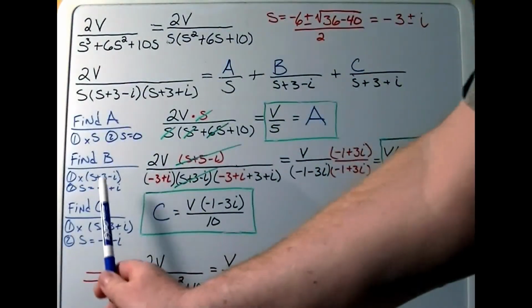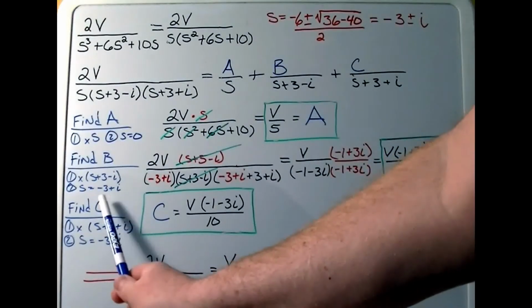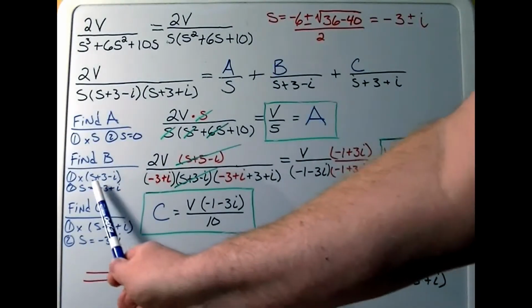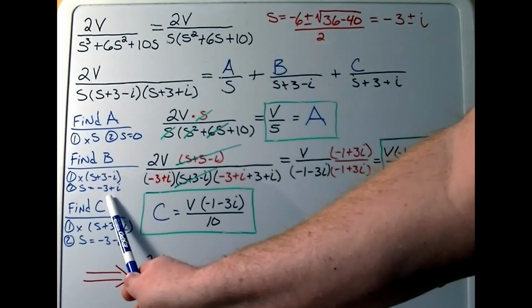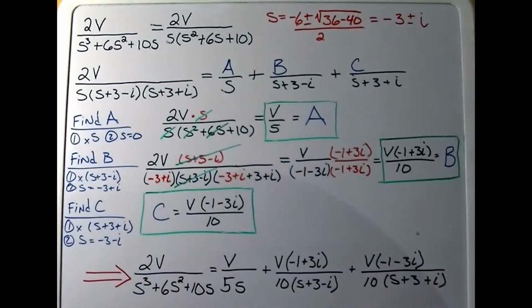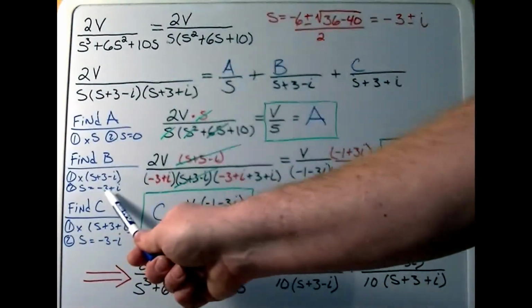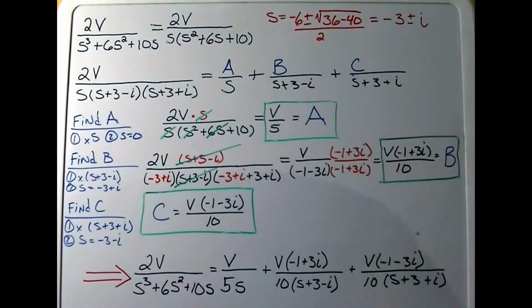Well, if we set s then to minus 3 plus i, plug that minus 3 plus i in for s. So plus 3 minus 3 is 0. Minus i plus i is 0. Right? So when we set s equal to minus 3 plus i, this term becomes 0.